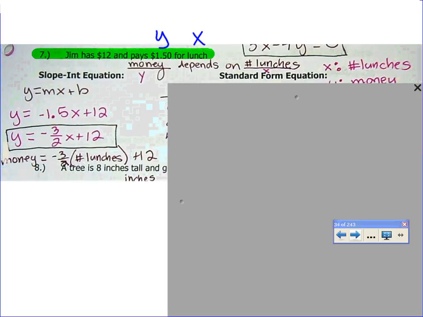Any questions on how to get the fraction or how to set that up? So it's negative because you're spending money. The 12 is positive because that's what you currently have, is $12. This is negative because you're spending $1.50 for lunch.